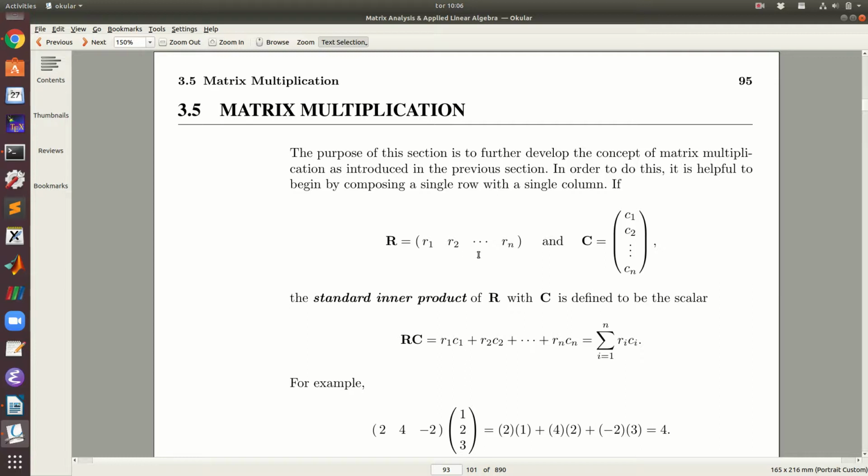Hi and welcome to this section where we are going to continue our study of matrix algebra by looking at matrix multiplication. So the purpose of this section is to develop the concept of matrix multiplication as was introduced in the previous section. So in the previous section of our resource book, which is 3.4, you read through.